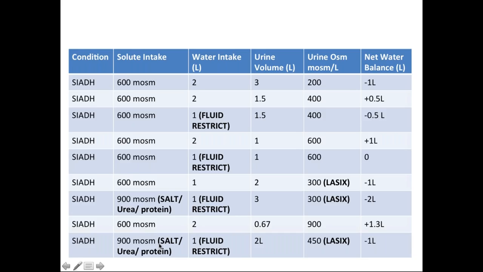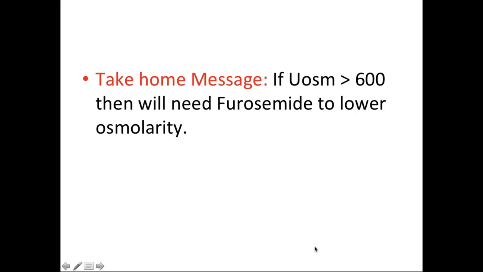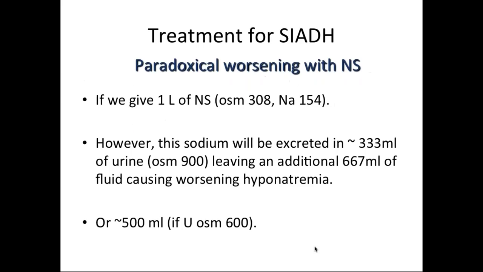Because with a 900 osm intake and a urine osmolarity around 400, 450, they'll put out 2 liters and then be negative. So the take home message is if your urine osmolarity is more than 600, then you will need furosemide or another approach to lower their osmolarity, because only fluid restriction and salt or protein intake or urea tablets by itself is not going to be enough when your urine osmolarity is really, really high.